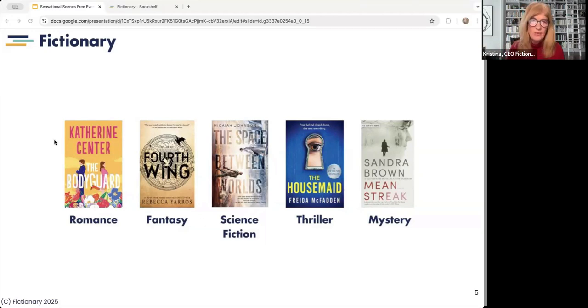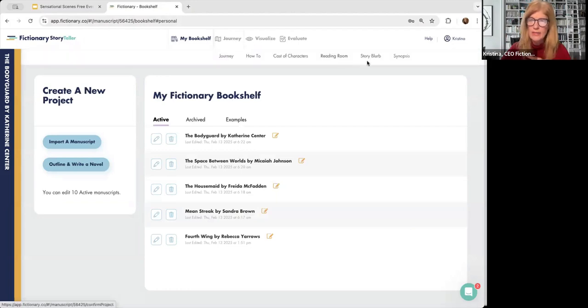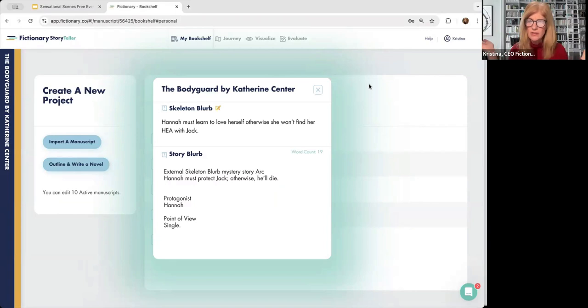Okay, so I'm going to take you over to the app. Let's talk about, first, for every book, we're just going to have a quick look at the story blurb. The story blurb: Hannah must learn to love herself, otherwise she won't find her happily ever after with Jack. That's for the whole story, so when the author's writing this, that's what they're concentrating on. And Hannah's the protagonist. It's a single point of view book.